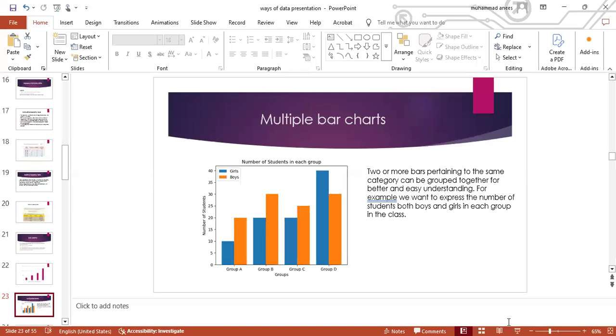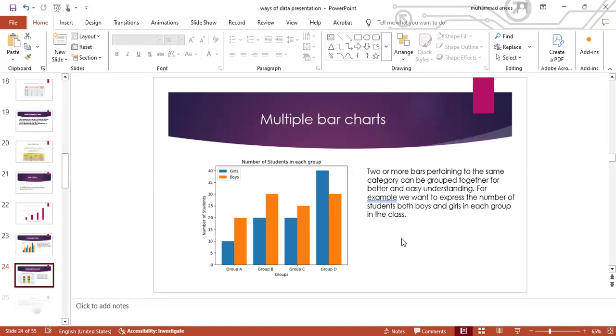Another form of bar chart is the multiple bar chart, which shows 2 or more bars pertaining to the same category and can be grouped together for better and easy understanding. For example, if we want to express the number of students, both boys and girls, in each group in the class, we can form a multiple bar chart. So in this example, we can see boys in orange color and girls in blue color in each group. We can see that in group A, group B, and group C boys are dominating, as compared to group D, in which girls are more and boys are less. So this is an easy way of comprehending data.